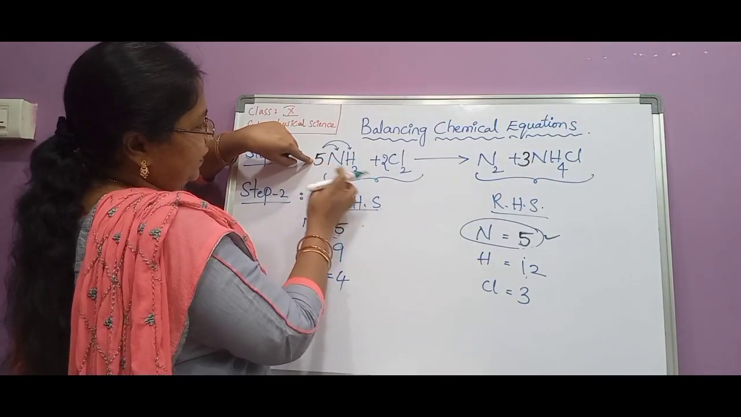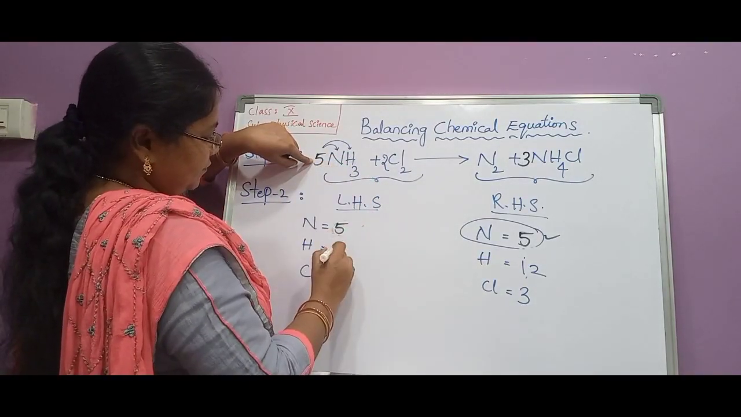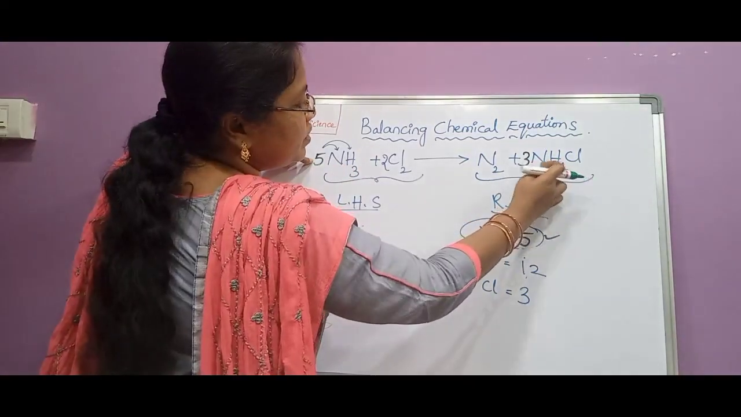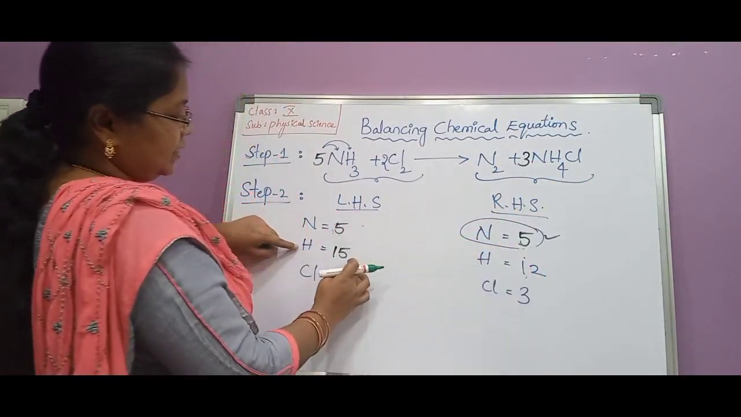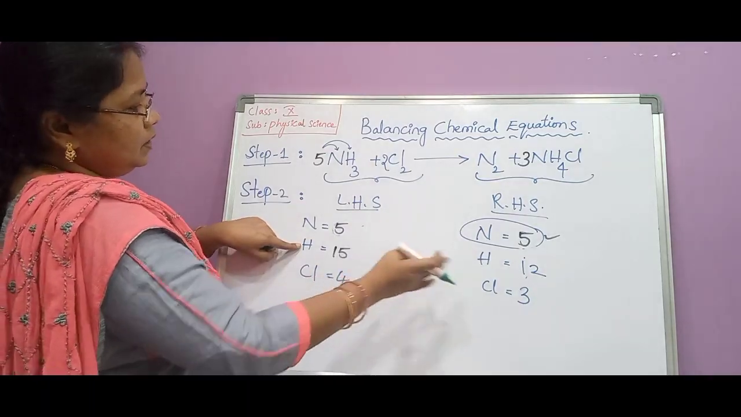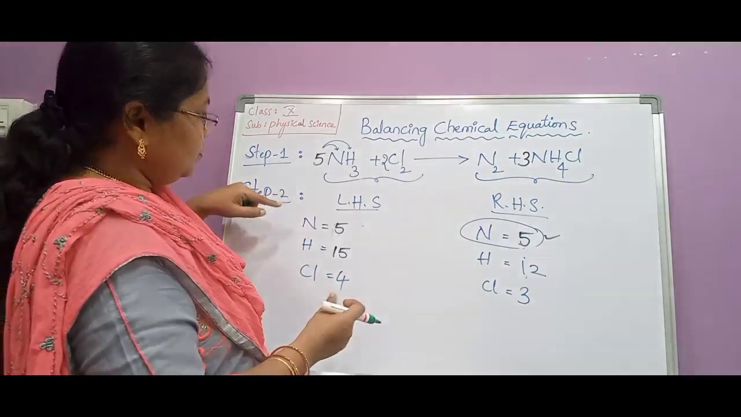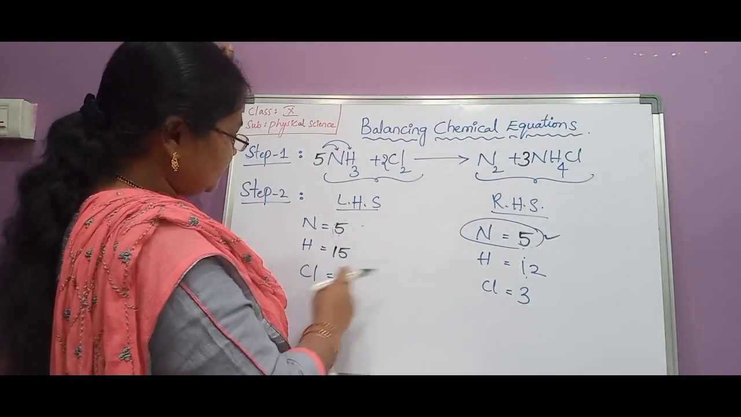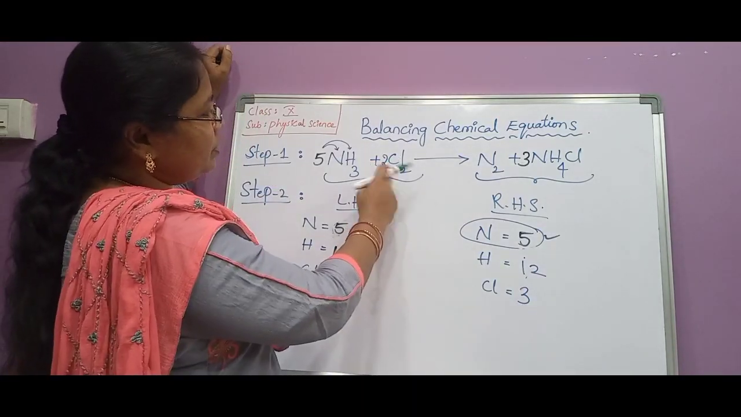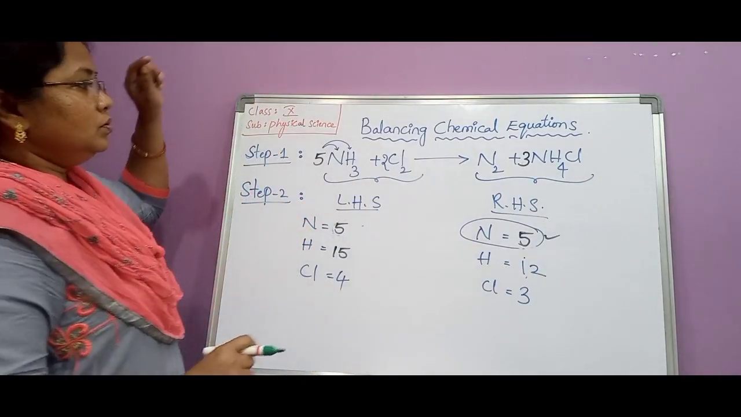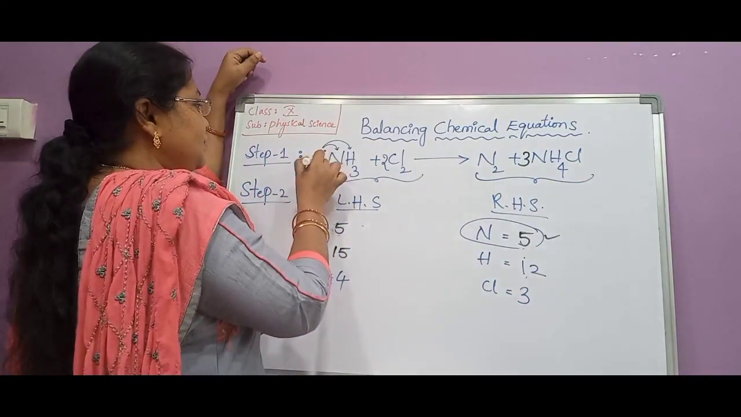Hydrogens become 5 into 3, 15. How many hydrogens? Hydrogens became 15. 5 into 3, 15. What about this side? 3 4s are 12. Only 12 hydrogens are there. This side 15 hydrogens are there. Again, the number of hydrogen atoms are getting clashed. They are not balanced. Again, chlorine atoms also not balanced. This side we have written 2 here, so it became 4 chlorines and here 3 chlorines. So what we will do is, we will go for the next number, that is 6.